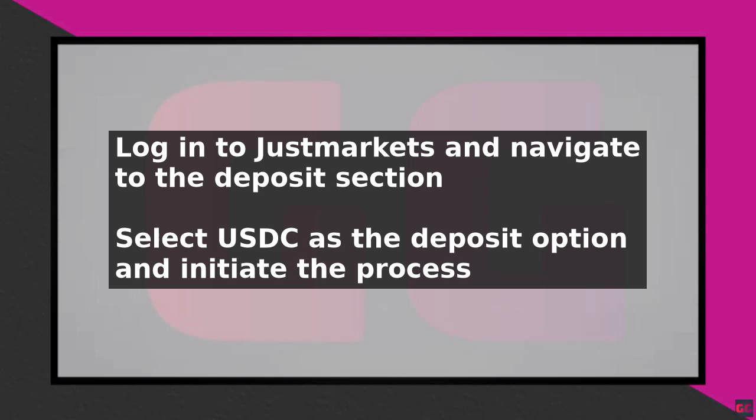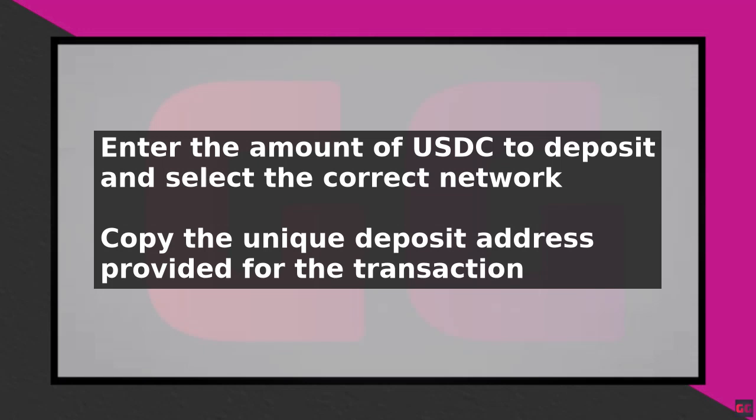Copy the deposit address and open your digital wallet. Navigate to the Send section and paste the deposit address. Enter the amount of USDC you want to send, making sure it matches the amount you entered on the Justmarkets platform. Before confirming the transaction, double-check that the deposit address and amount are correct. Once you have verified the information, confirm the transaction.